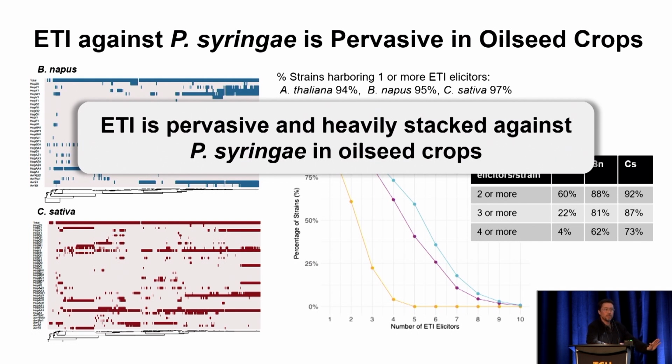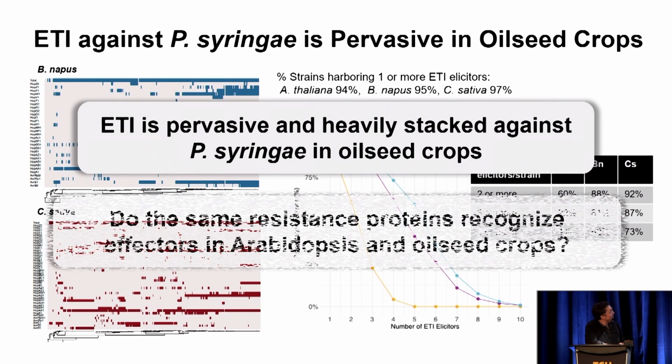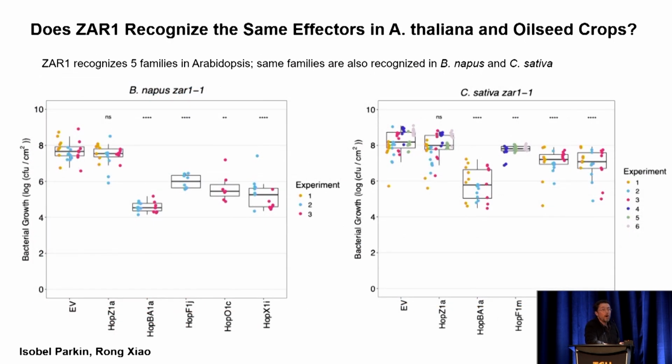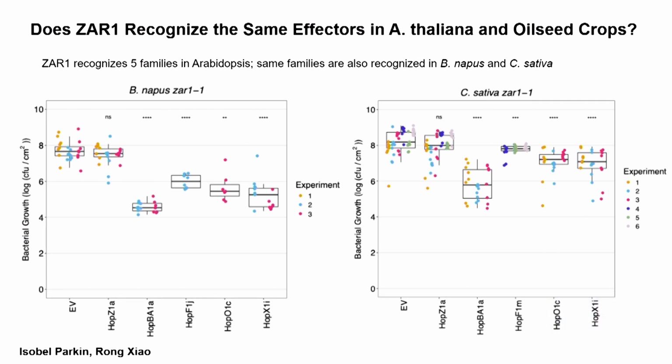It's like Arabidopsis. It can recognize almost all these strains, and it's heavily stacked in oilseed crops. Okay, so now I'm going to flip to the resistance genes. We got some help from Isabel Parkin to develop a ZAR1 mutant. Remember, ZAR1 was a resistance protein that can recognize many effectors by monitoring a kinase network or perturbations to a kinase network. So we asked, does a resistance protein recognize the same thing in Arabidopsis versus oilseed crops?